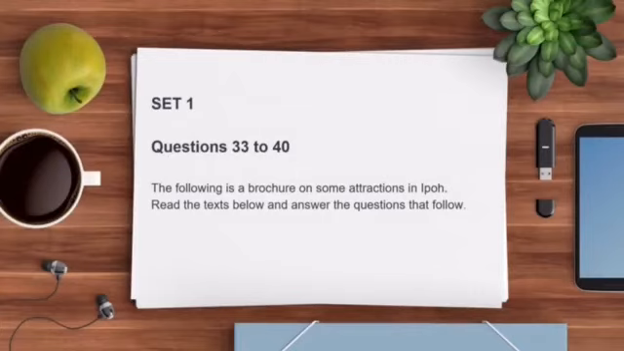Now, let's look at sample question for Part 5. Part 5, Set 1. Questions 33 until 40. The following is a brochure on some attractions in Ipoh. Read the text below and answer the questions that follow. So I think you do not have any problem to understand the question. It's very straightforward. Okay.